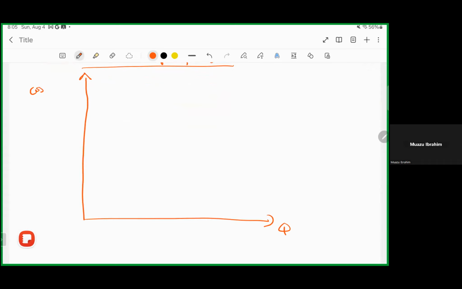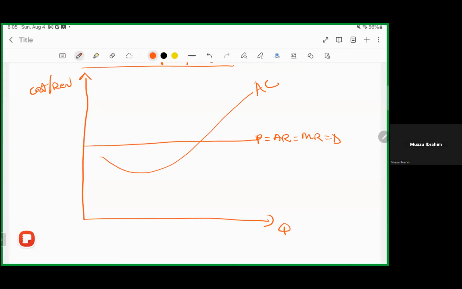So here it will be our cost, and it will also be the revenue side. Remember, we are bringing the two together. Now, if we have this as the what? Price is the same thing as average revenue. It's the same thing as marginal revenue, which is the same thing as demand. Are we together? We have this as average cost. And we have this as marginal cost.